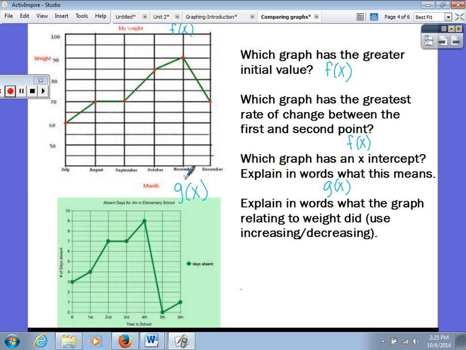What do you think is steeper? The 4th to the 5th grade, or November to December? Yeah, 4th to the 5th grade. Can you imagine rolling down a hill like that? You'd be falling. All right. Any questions on how to do this?